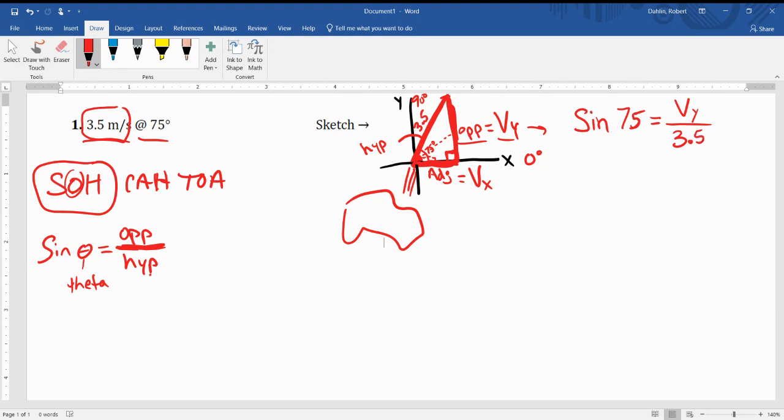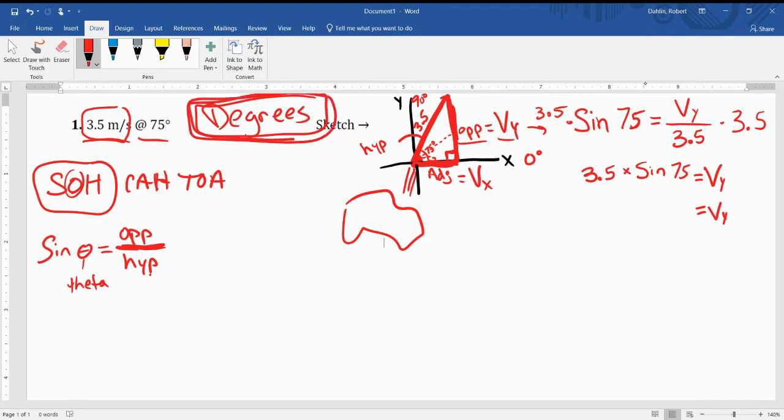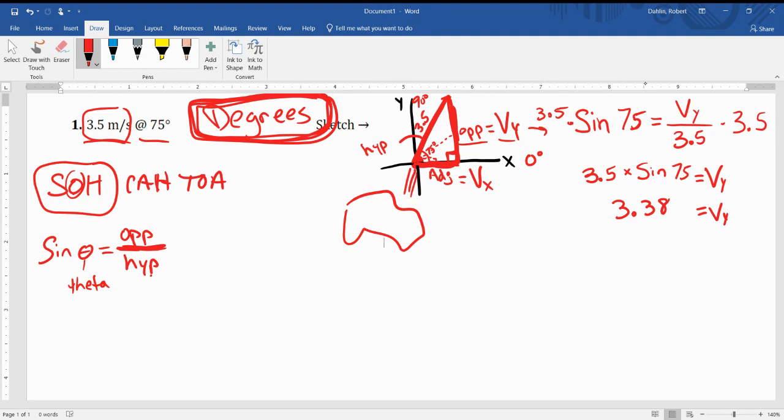Got to do a little algebra. Multiply both sides by 3.5 to get the Vy all by itself. You'll end up with Vy equals 3.5 times sine 75. When you plug that into your calculator, be careful, order is important. Take sine of 75, get that answer, and multiply it by 3.5. If your calculator is in degrees mode, it should give you the right answer. Make sure it's in degrees mode, not radians. Round to 2 or 3 decimal places: 3.38 if you round to 2.